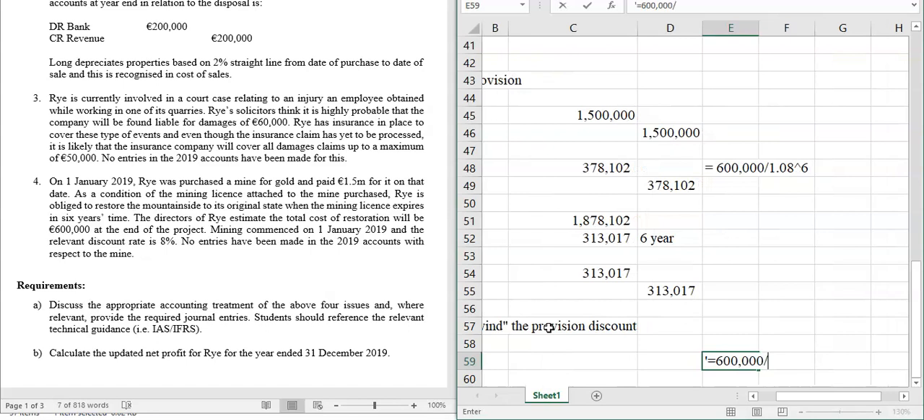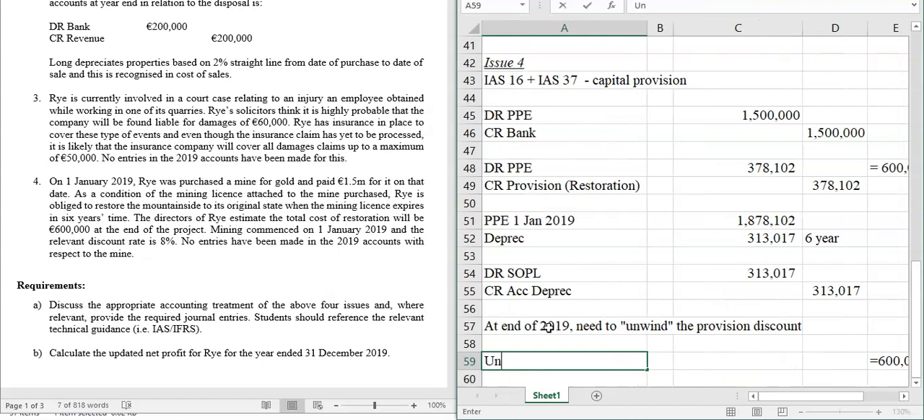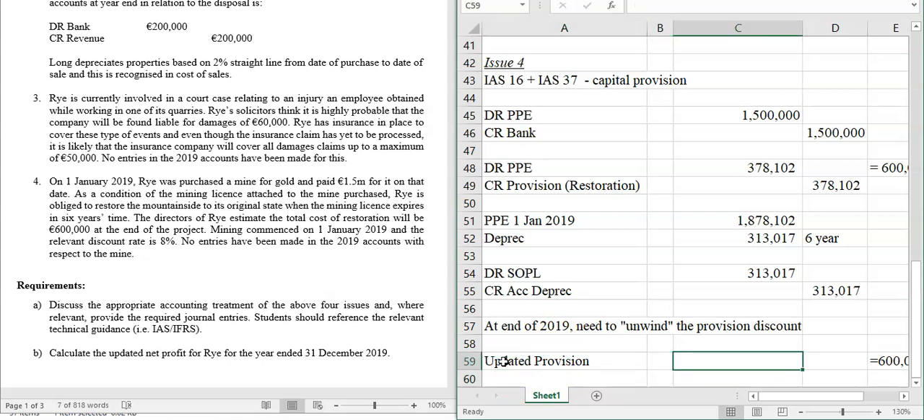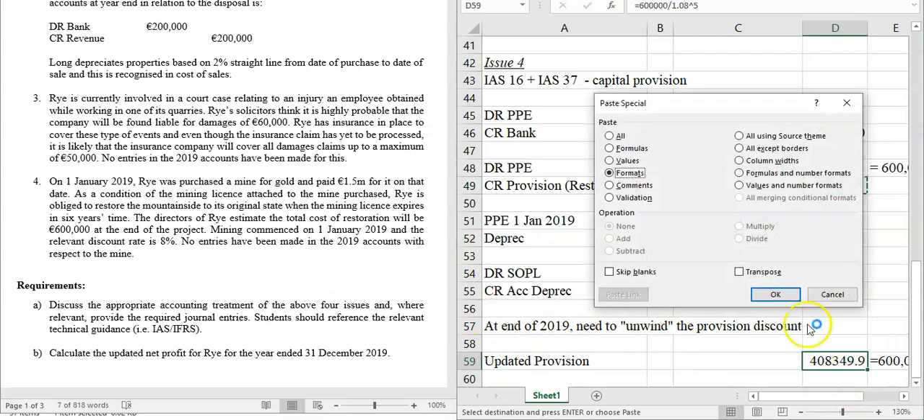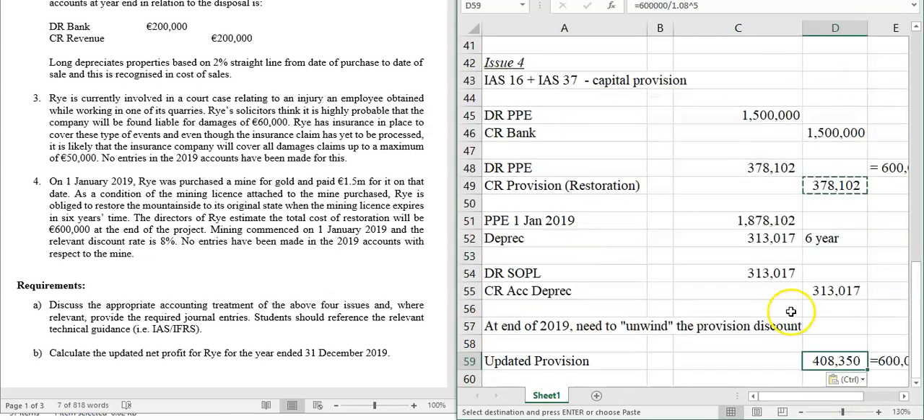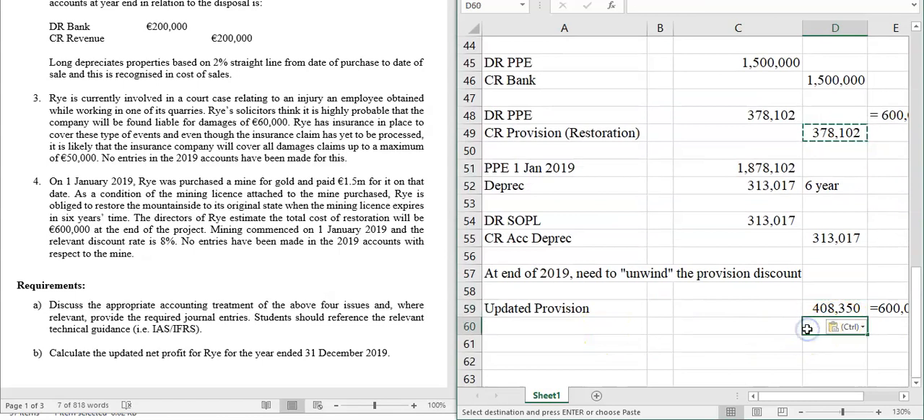600,000 divided by 1.08 to the power of 5. So you're getting closer. So the updated provision here is 1 year closer. And this is accounted for, and we looked at this in class in IAS 37. It's going to be 600,000 divided by 1.08 to the power of 5. So it's actually now 408,000. At the start of the year, it was 378, now it's 408. And that increase, the difference, is what we call the unwinding.